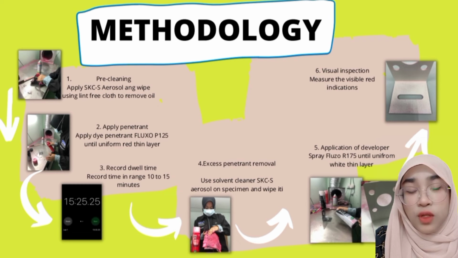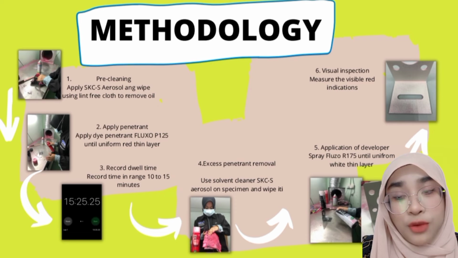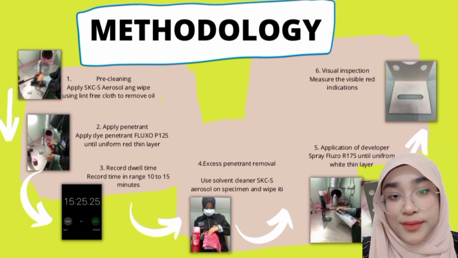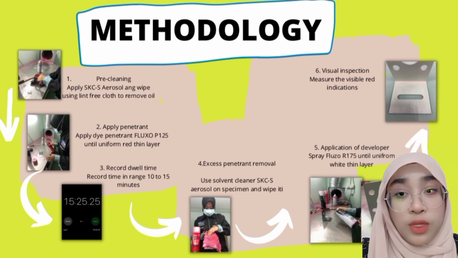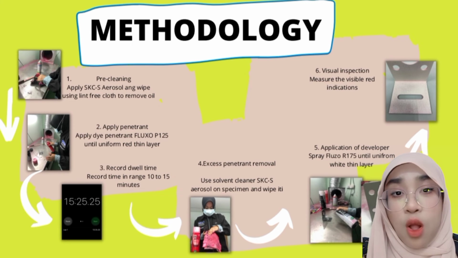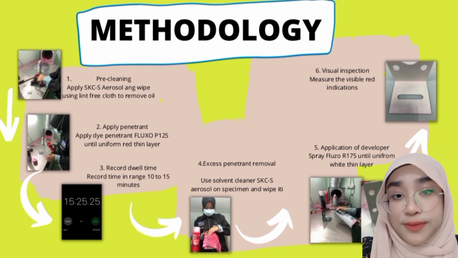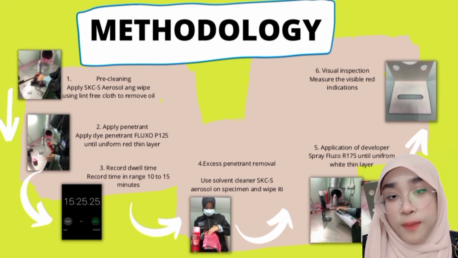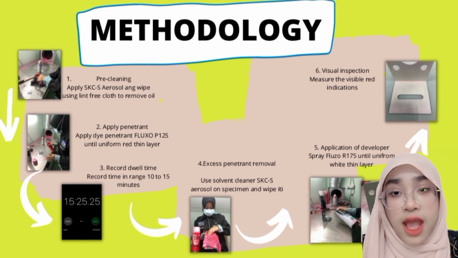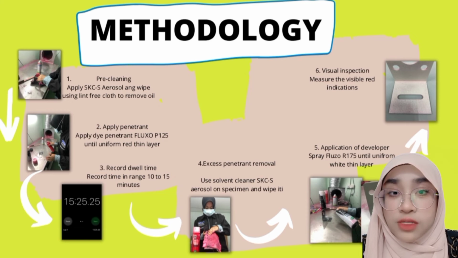Step 4, removal of excess dye penetrant. Remove excess dye penetrant on the specimen surface by spraying the solvent cleaner onto a dry cloth and wiping it. Step 5, application of developer. Spray Flazo R175 until a uniform white thin layer appears on the surface of the specimen. Allow the developer to draw the penetrant from defects out onto the surface until a visible red indication is observed.